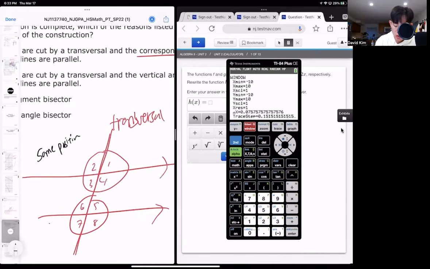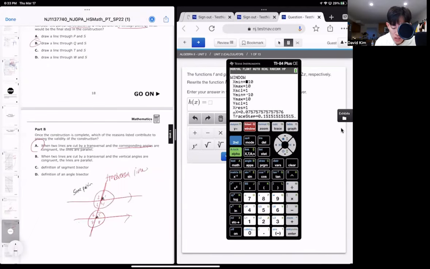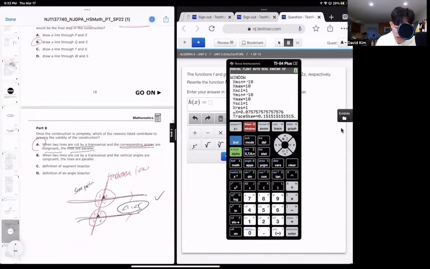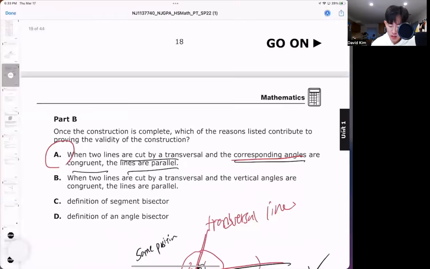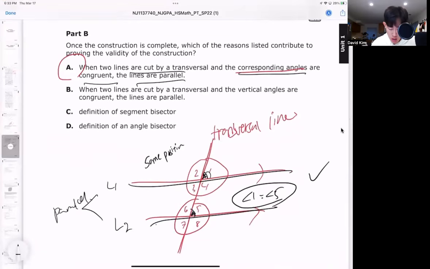So how do I know which one corresponds to what? Well, 1 corresponds to 5 because if I were to take the top half and move it down, 1 and 5 will match up exactly. So when two lines are cut by a transversal and the corresponding angles are congruent, the lines are parallel. This can only happen if these two corresponding angles, angle 1 and angle 5, are exactly the same. Then you can assume that these two lines, line 1 and line 2, are going to be parallel due to that reason. Okay, here I'm going to zoom in to this real quick. So this is parallel. Sorry about my terrible handwriting, but yeah, that's what it comes down to.